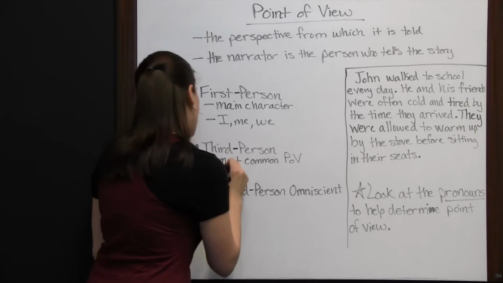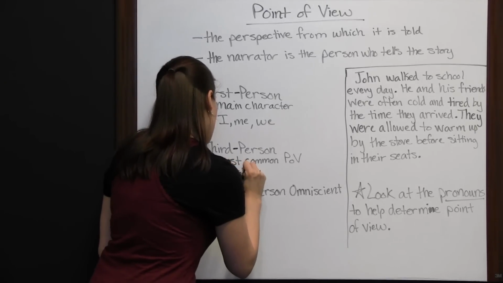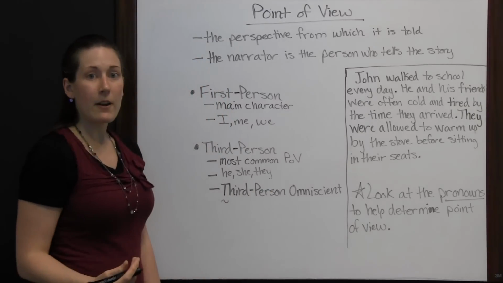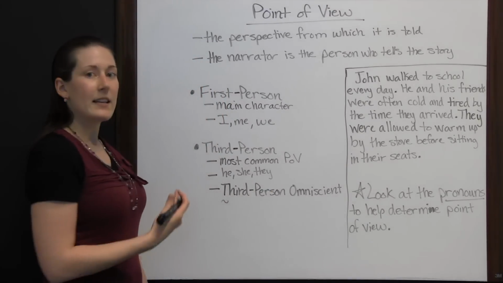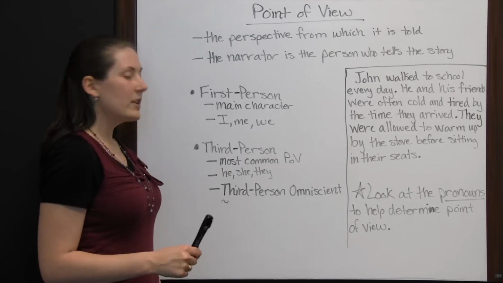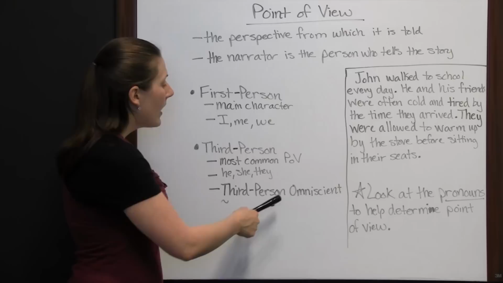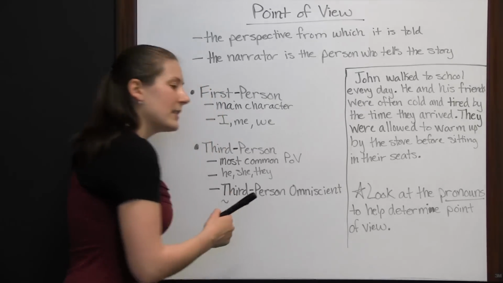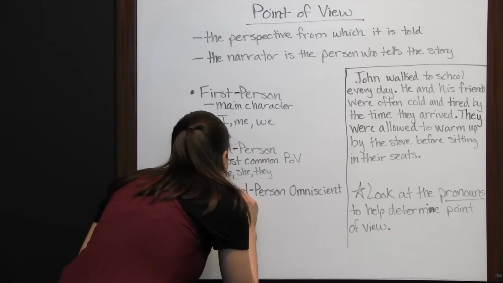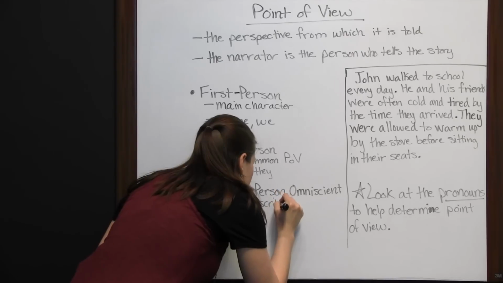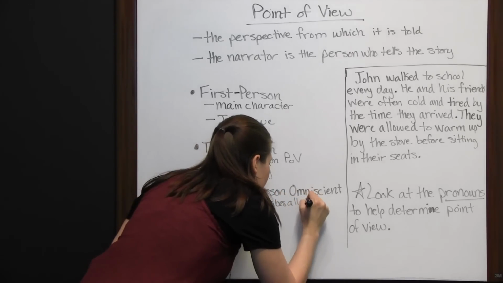And you're going to see pronouns like he, she, and they. The narrator is going to talk about other characters, but the narrator is not one of the characters. And third person omniscient is very common as well. Omniscient means all-knowing. So a third person omniscient narrator is going to be one who describes all other characters.